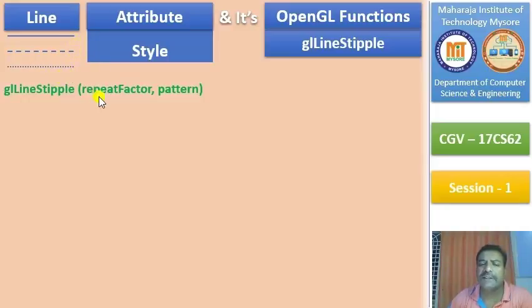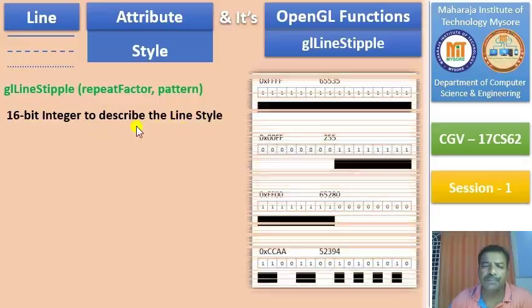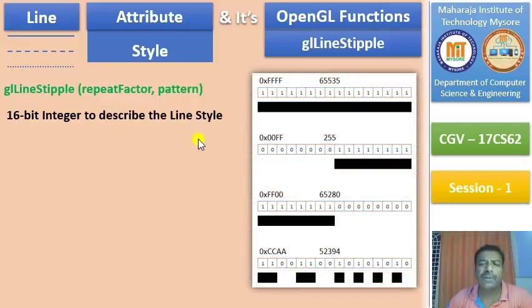And the repeat factor is, I've set a pattern. Now how many times this pattern should be repeated before I draw the next instance of the pattern. Every pattern should be set, hence we are going to have a 16-bit integer which is going to describe the line style. That is what the pattern is going to be, 16-bit. Now just observe over here. I'm going to have 16 bits here. This pattern always works with a 16-bit integer. This is the lowest bit and this is the highest bit.